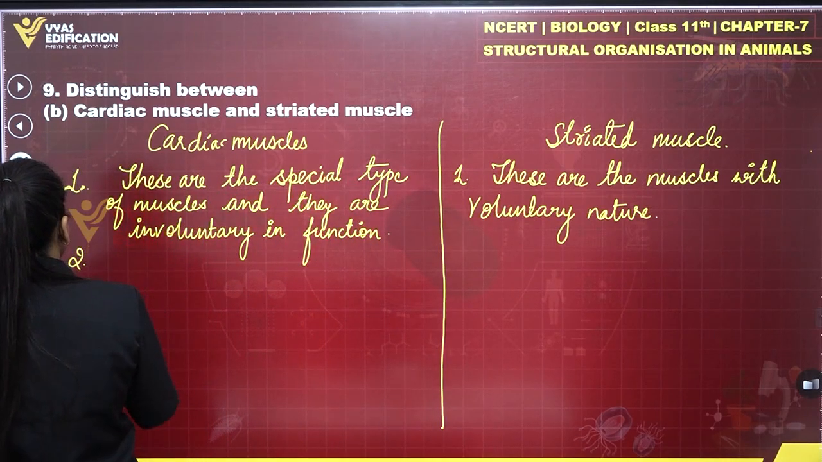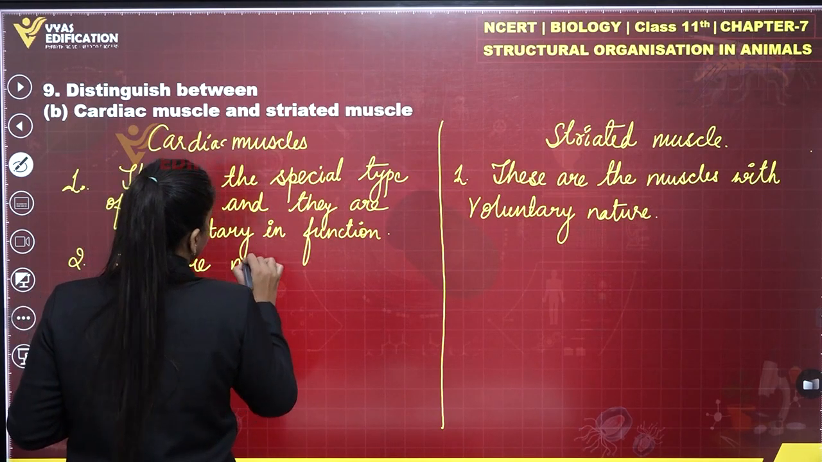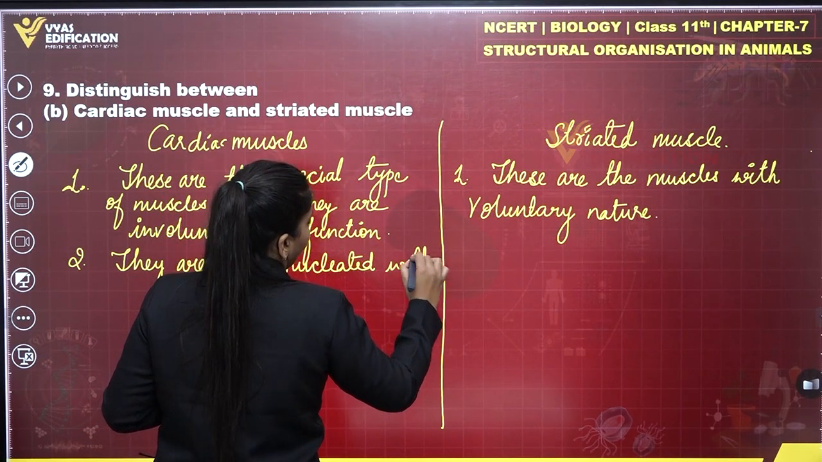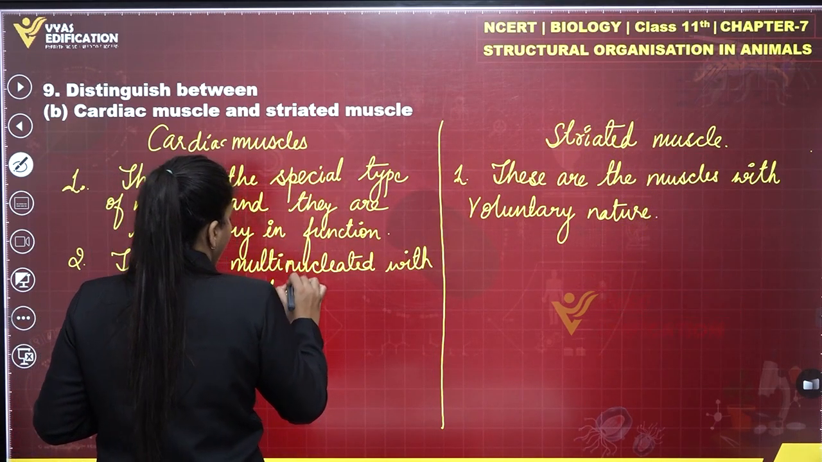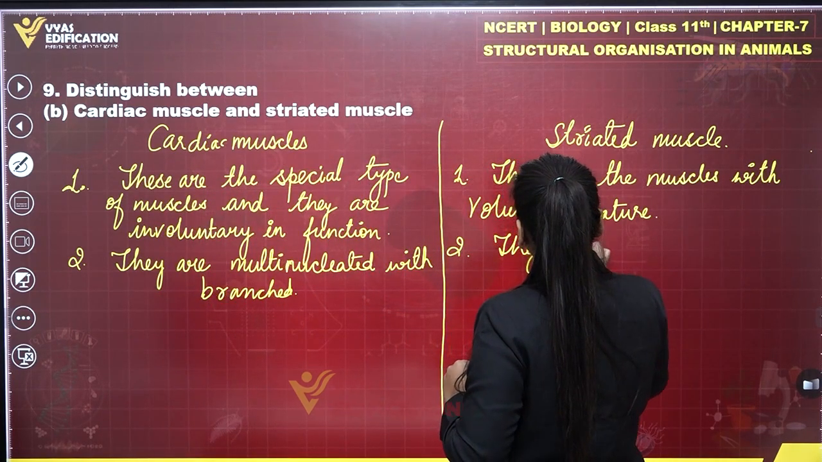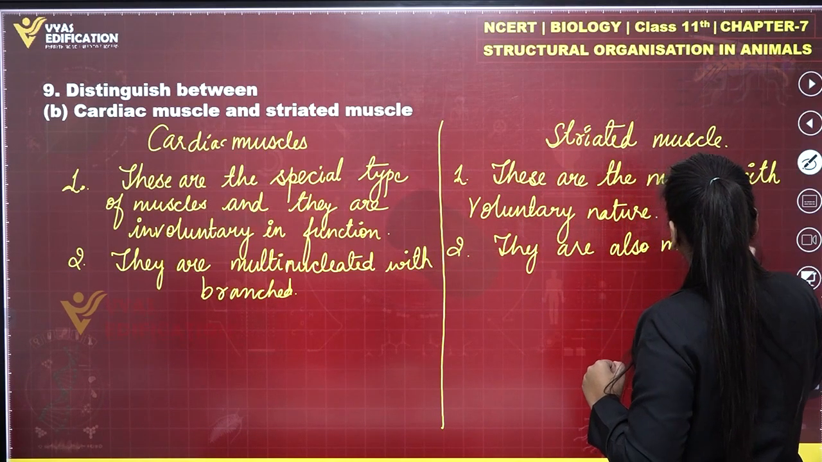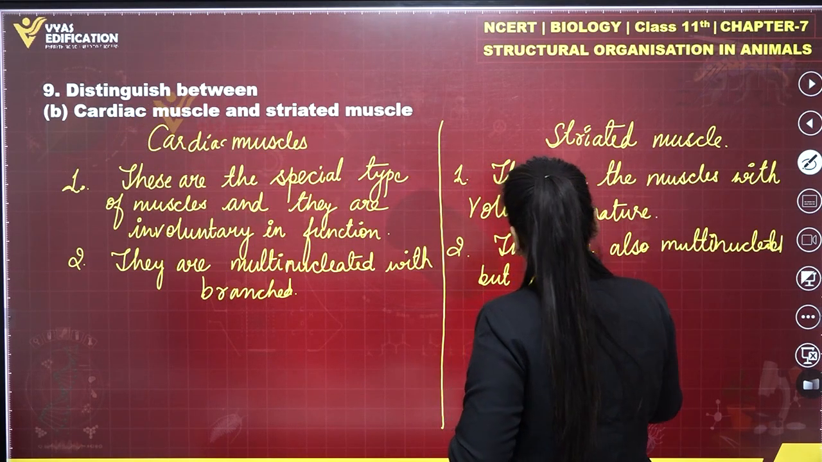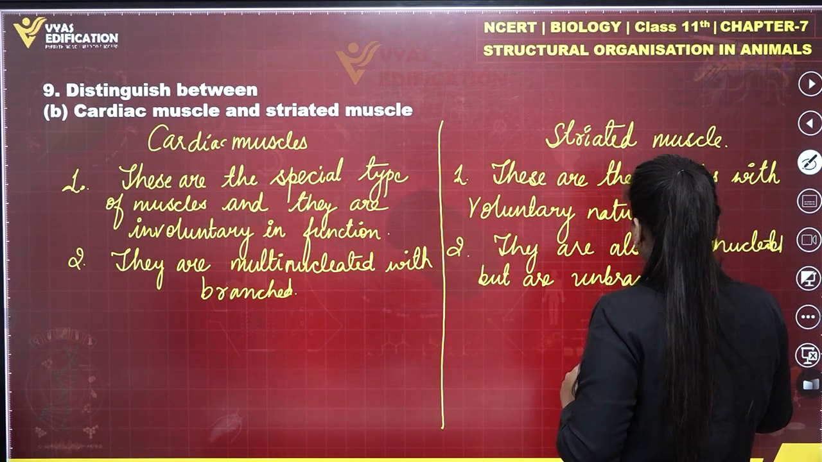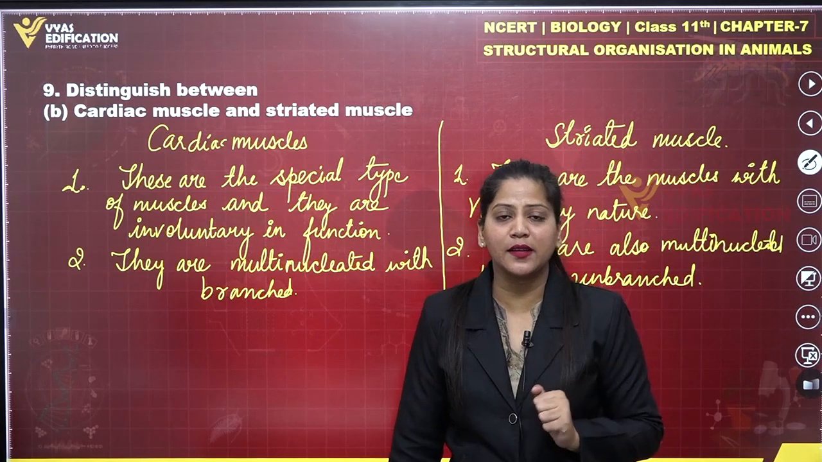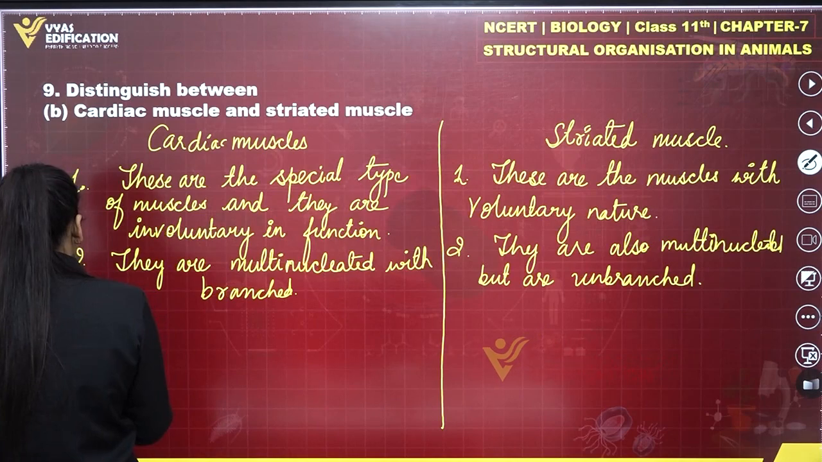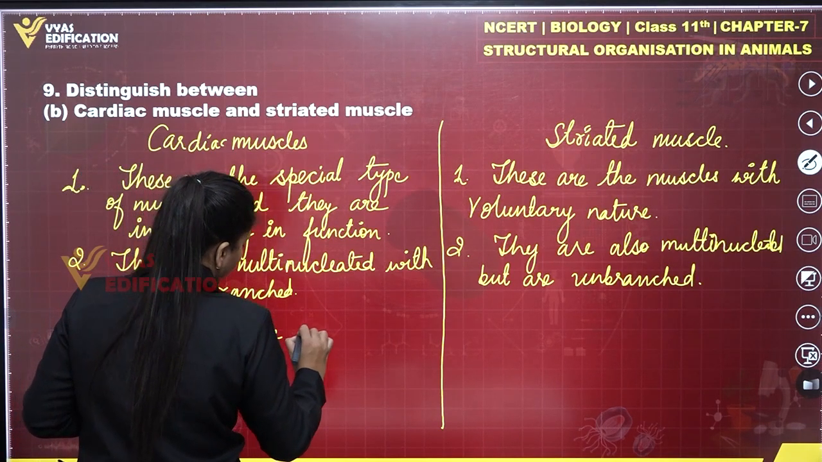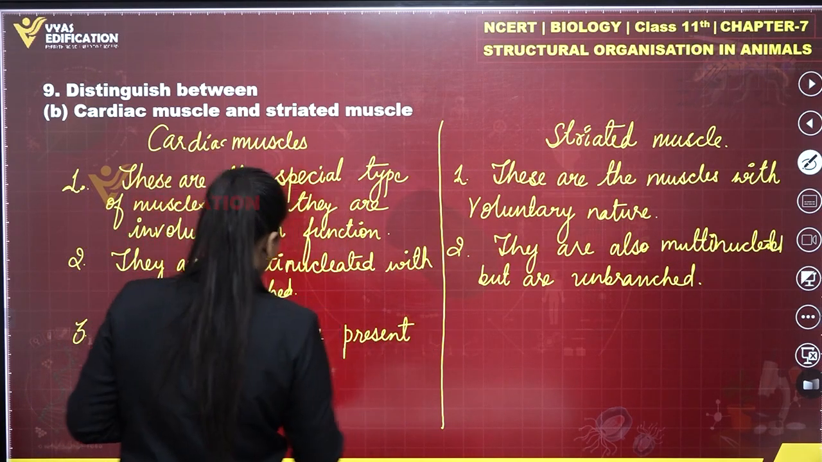The next point of cardiac muscles is they are multinucleated with branching. That means they are branched. And the second point of striated muscles is they are also multinucleated but are unbranched. And if we talk about where you find these cardiac muscles and striated muscles, this makes the third point. Cardiac muscles are present only in the heart.